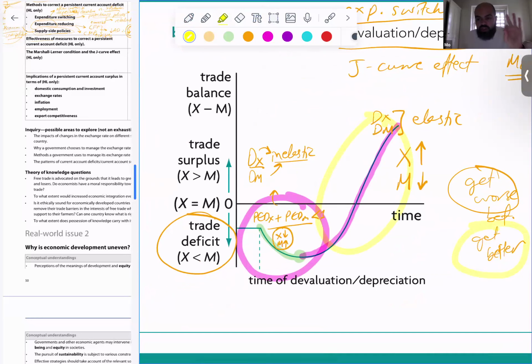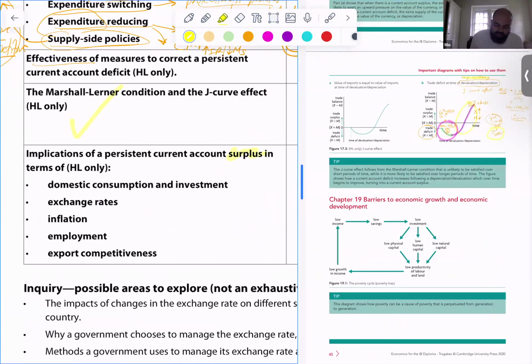Last thing in this chapter, the implications of a persistent current account surplus. Again, a one-time surplus is not a problem, but a persistent surplus is a problem. Why? First of all, if you have a persistent current account surplus, that means domestic consumption and investment are dampened, because the economy is too focused on foreign consumption. Much of the country's output is being exported to foreigners.